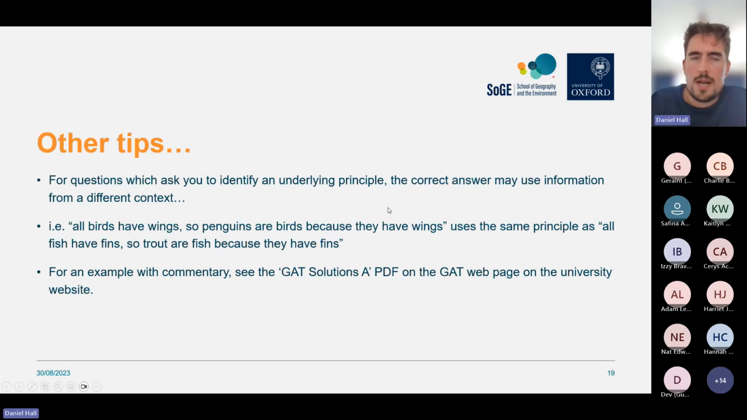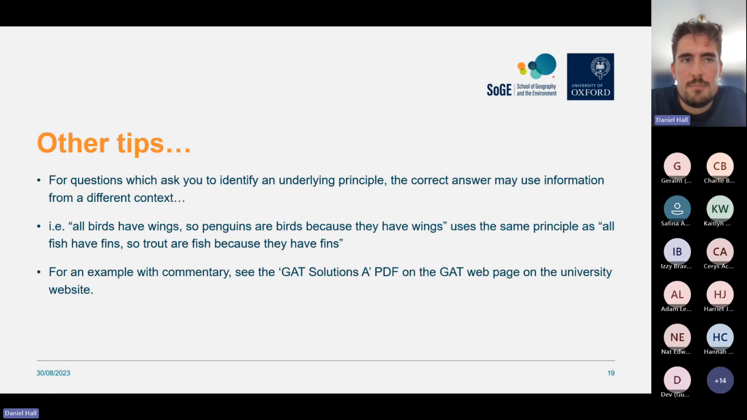So let's move on. Other tips for part A. For questions which ask you to identify an underlying principle, which is not one that came up in the examples we've looked at here, but in the other paper there are one or two where it asks you to identify the underlying principle of the author's argument, the correct answer may use information from a different context. And what I mean by this is, as a very abstract, rudimentary example, all birds have wings, so penguins are birds because they have wings, uses the same principle as all fish have fins, so trout are fish because they have fins, even though one statement is talking about birds and one about fish. That will make more sense if you look at the other specimen papers.